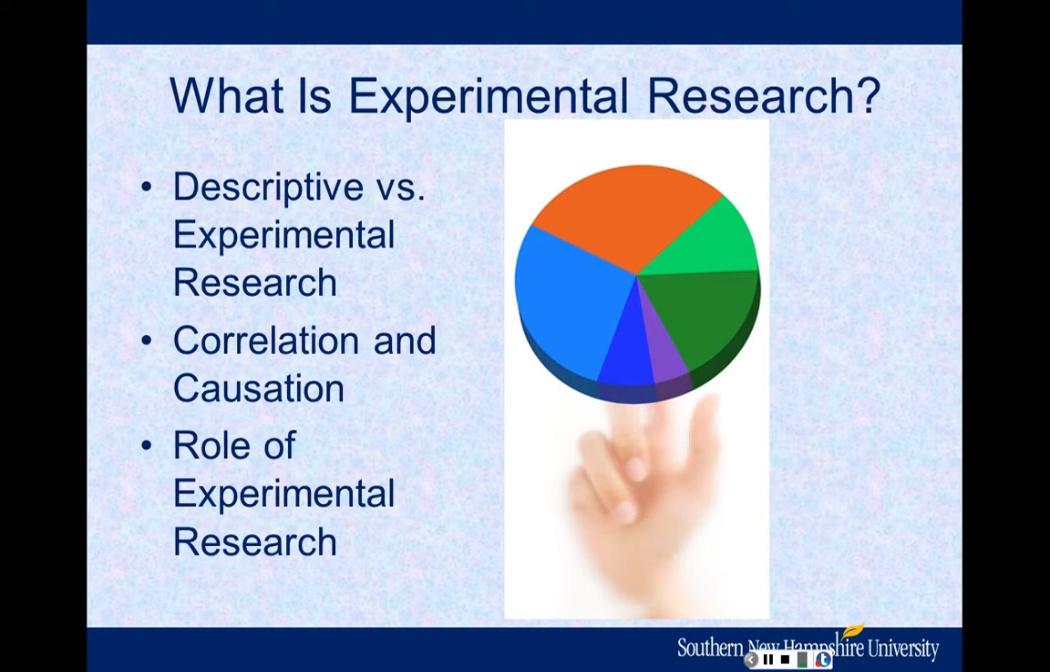So if you remember, we talked about correlation coefficients and the analysis where we tried to look at associations between two variables. And one of the things that I want you to remember about a correlation is that it cannot prove causation. So just because two variables happen to be related to one another does not mean that one causes the other. And so you cannot prove causation by a correlation. The role of experimental research is to prove that cause and effect relationship.